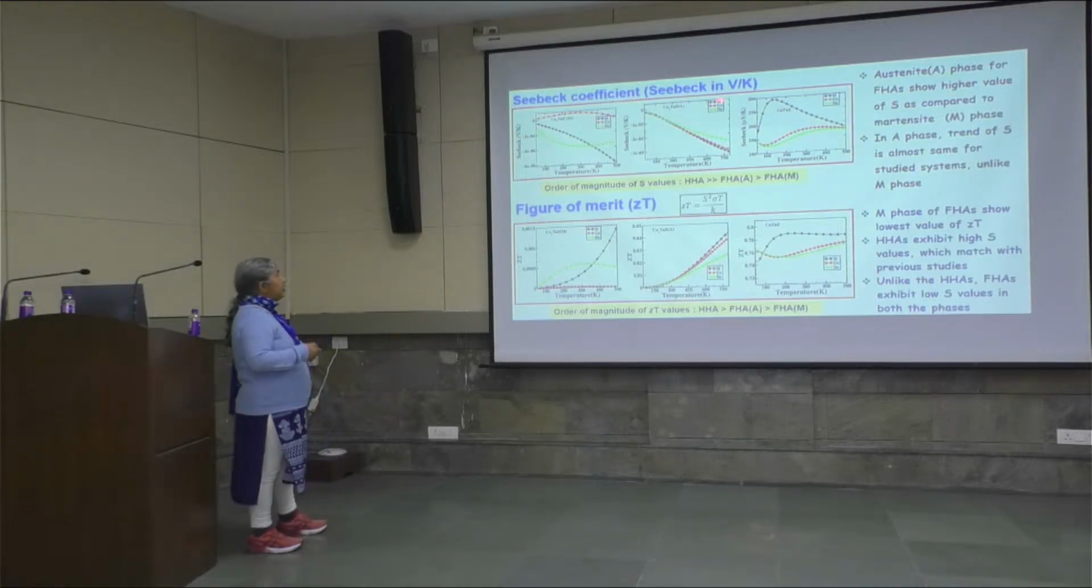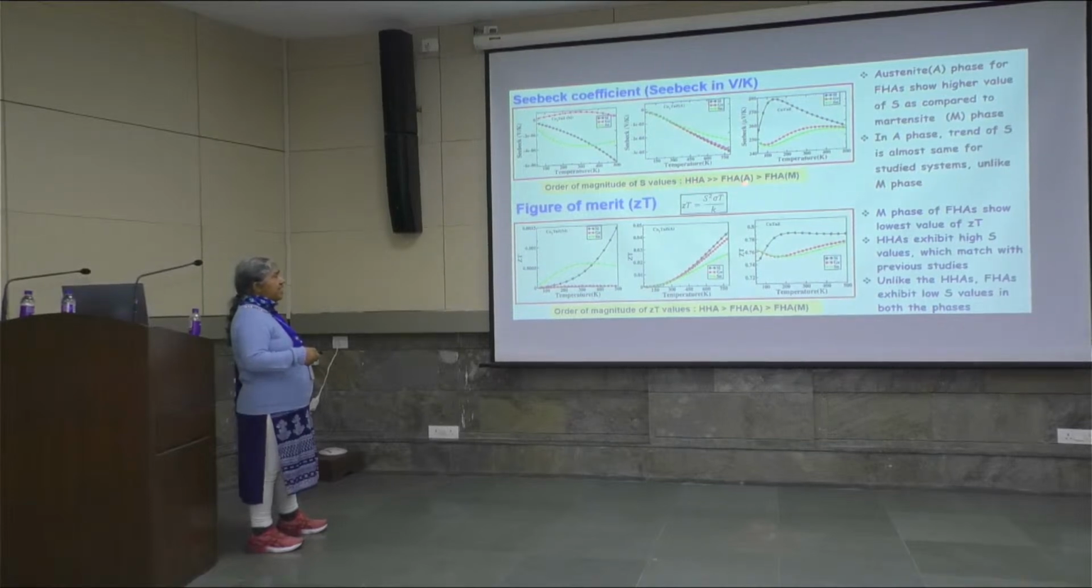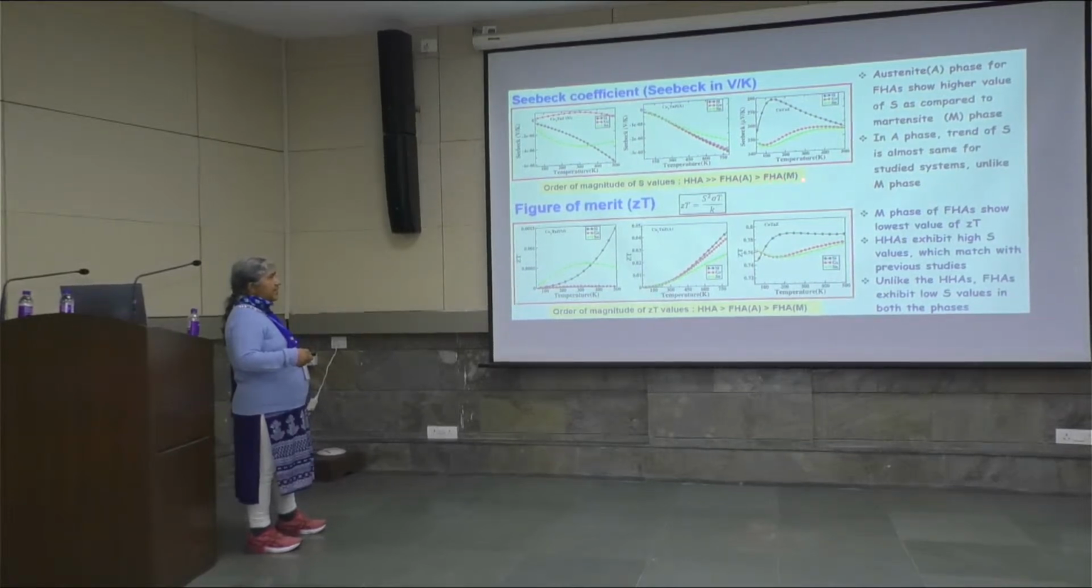So here the Seebeck coefficient also has certain trends, which I will come to in a little more detail later, because I will be touching on the electronic structure. Here also are some figures of merit values. We have some trends. We see that in order of magnitude of S values, HHA is higher, then FHA in the A phase, and then FHA in the M phase, which is the lowest. Similarly, this is the order of magnitude of the ZT value: HHA greater than FHA, and then greater than FHA.